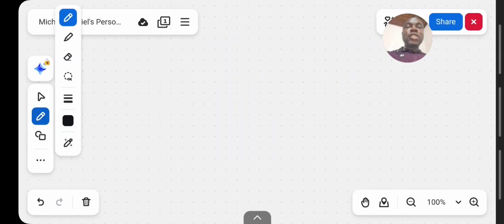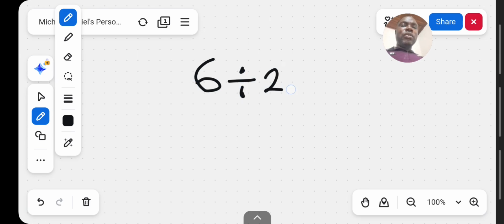Okay, so in this class, we'll be dealing with division. Division is quite easy if you know your multiplication table. This is division without remaining. Now, if I say what is 6 divided by 2, for example.